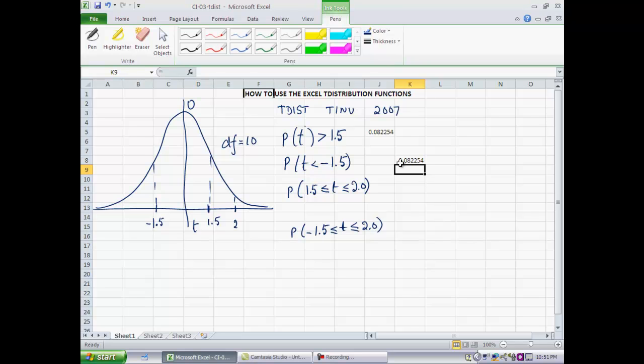But the reason I did this second problem is just to impress on you the fact that the T.DIST function does not accept negative inputs, and you have to do some mental gymnastics to figure out what is the corresponding area on the right that you need.